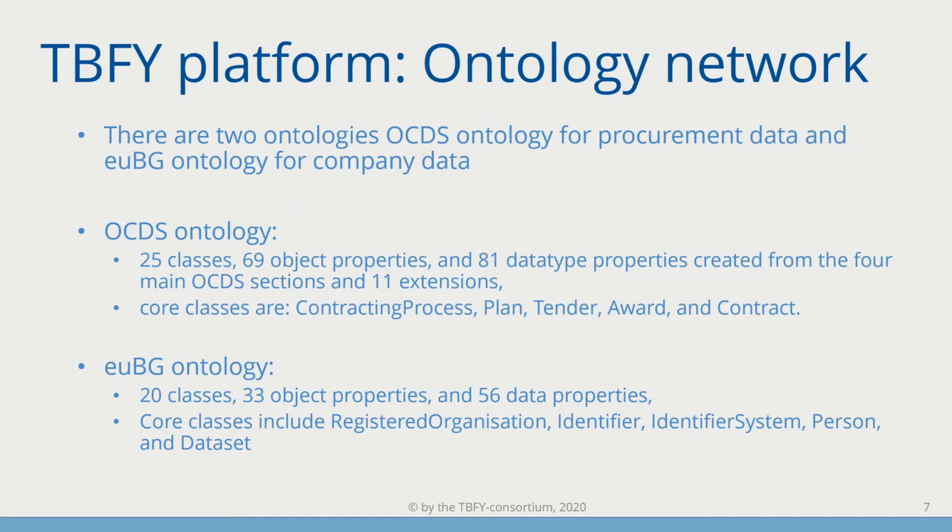Core classes include contracting process, plan, tender, award, and contract. EU Business Graph ontology is composed of 20 classes, 33 object properties, and 56 data properties. Core classes include registered organization, identifier system, person, and dataset.